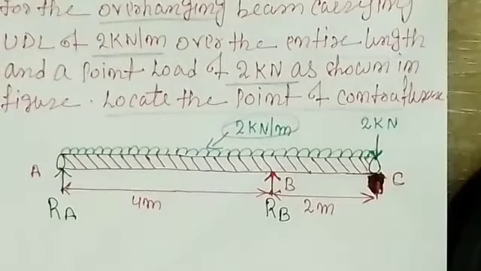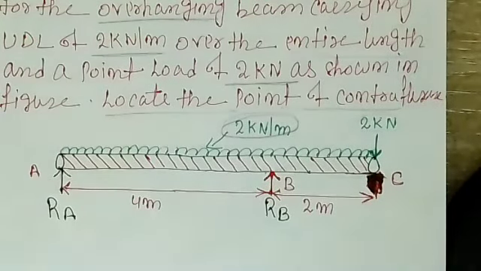So first of all, I'll take a fresh page, and then we can find out the reactions. I'll show you this question, so that's why I'm taking it out. Just hold on. So now you can see, first of all you can find out the RA and RB.